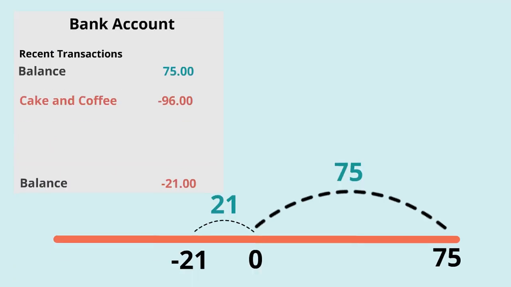Well, if you use the number line method, this is what you should have. We had 75, we jumped back 96 spaces, and we landed on minus 21. So our new balance is minus €21. We owe the bank €21.